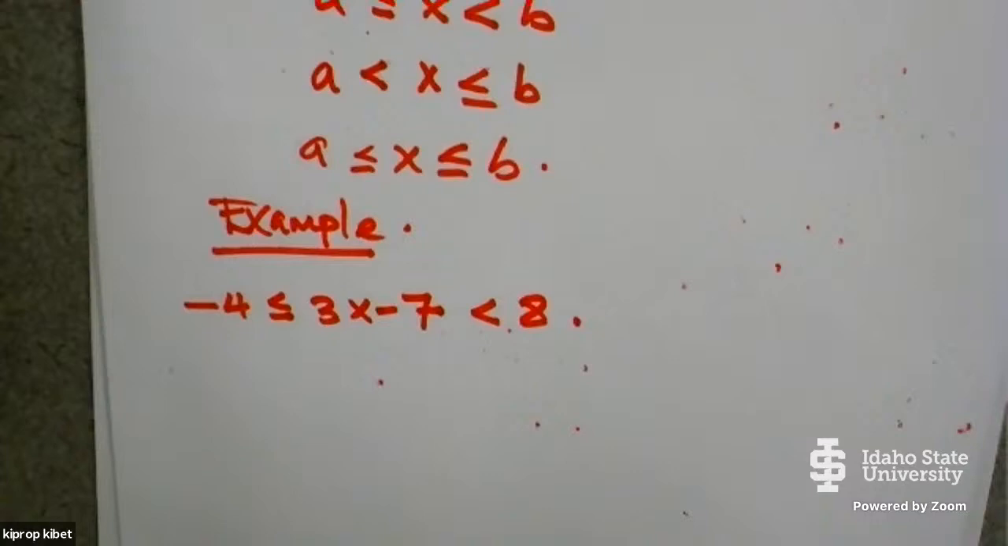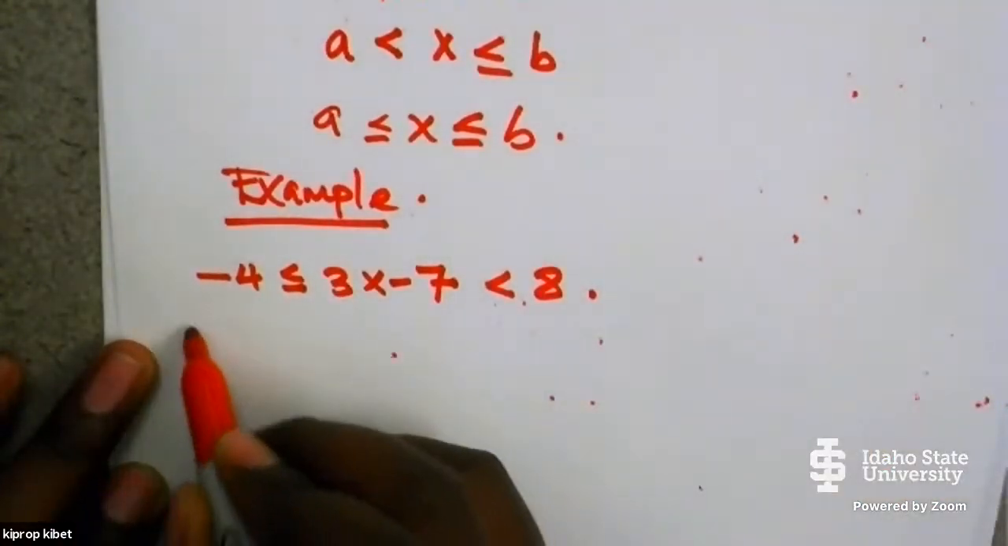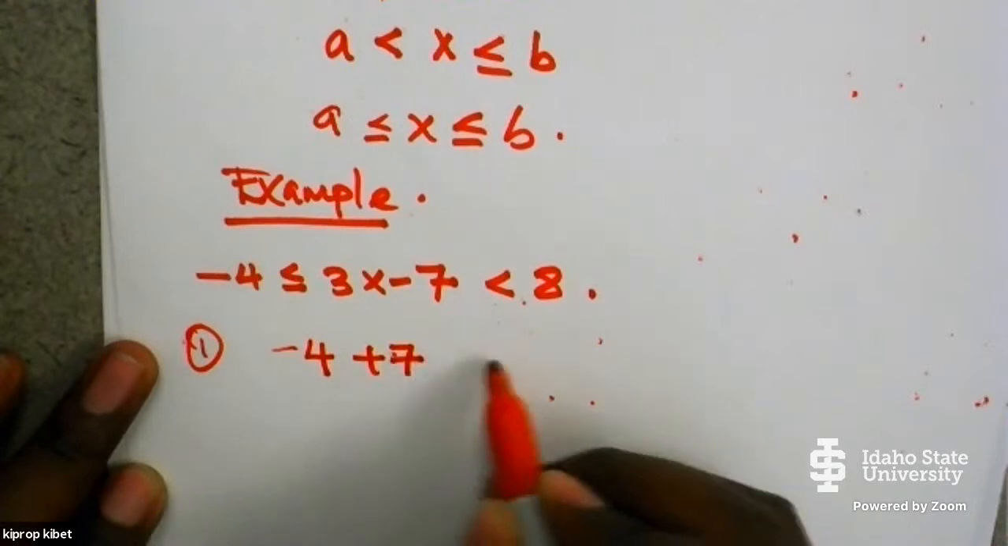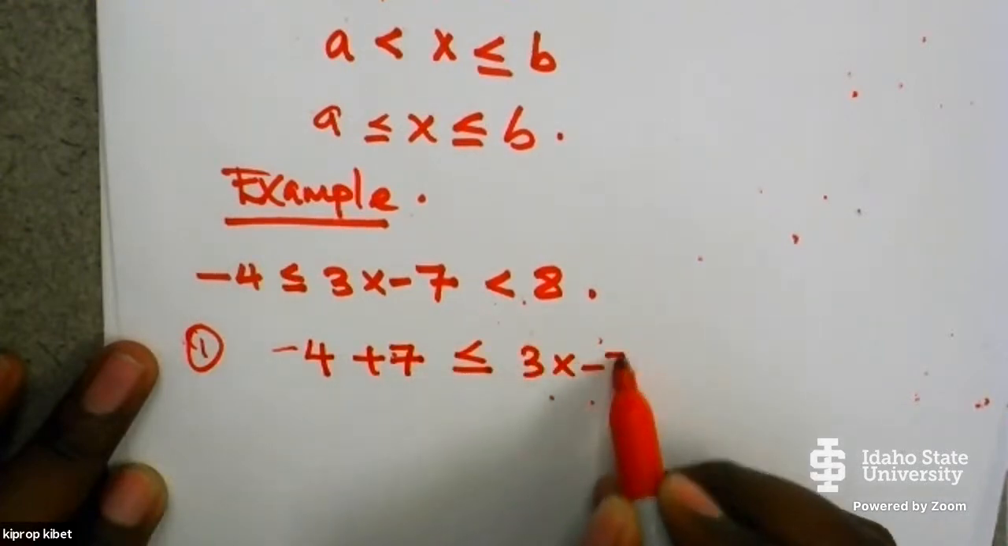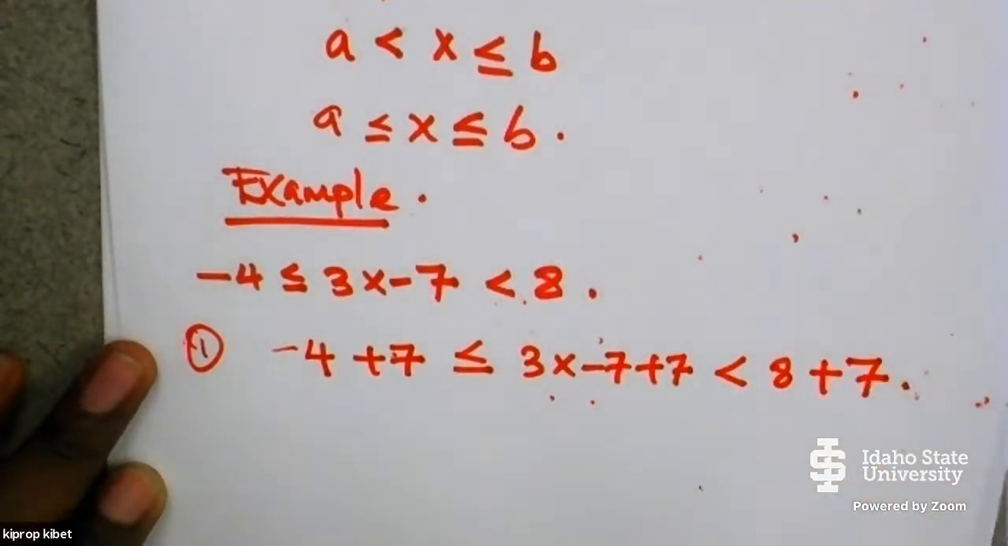Okay. So what do you do? Add 7. So you add 7 in each of the sides. So you add 7 here, you add 7 here, add 7 here. Then again, you divide by 3 in all the sides. All right. So step number 1, add 7 to all sides. So minus 4 plus 7 less or equals to 3x minus 7 plus 7 less than 8 plus 7.